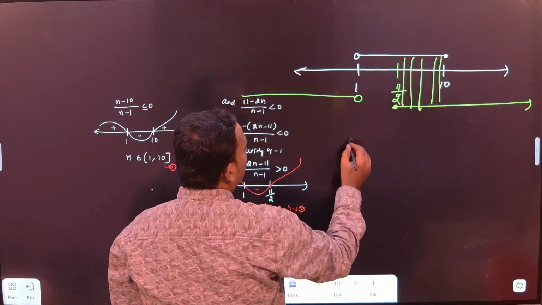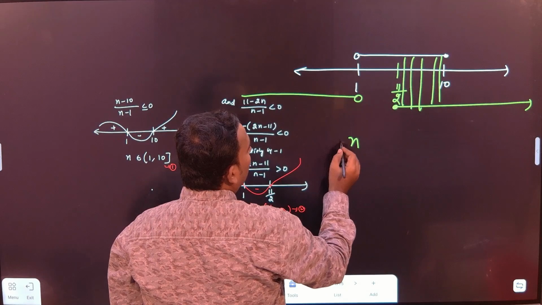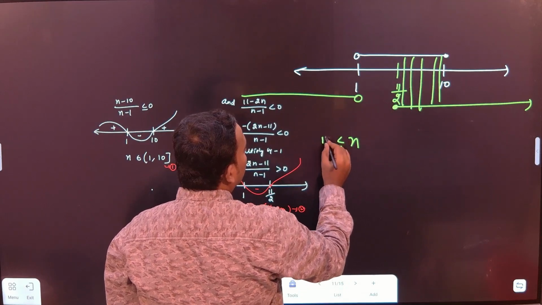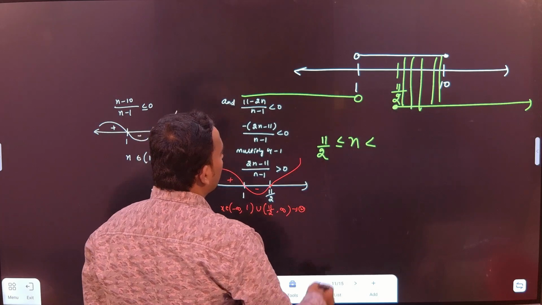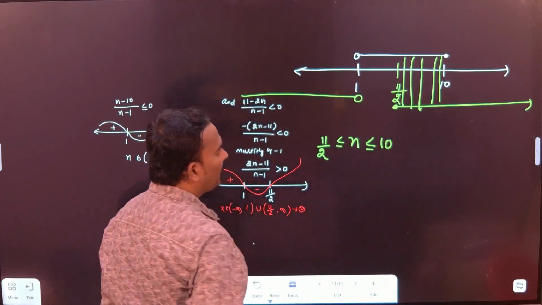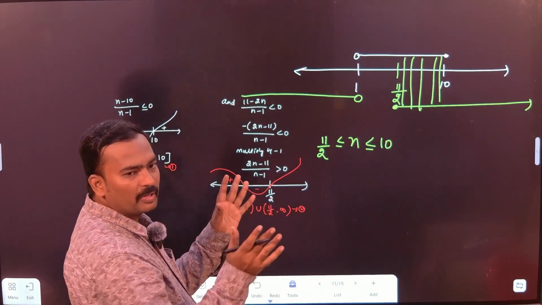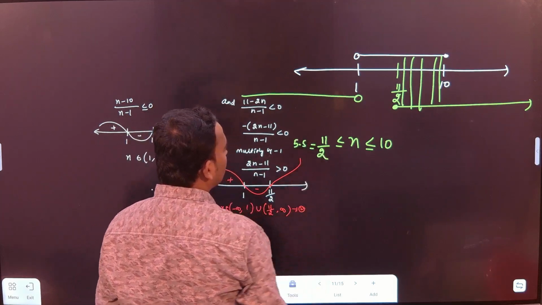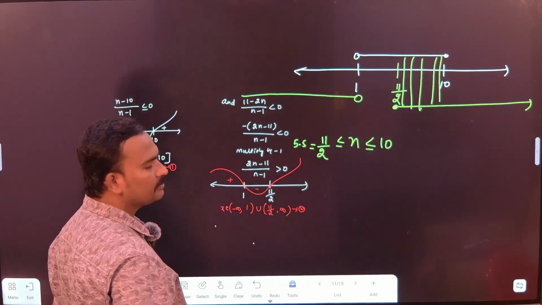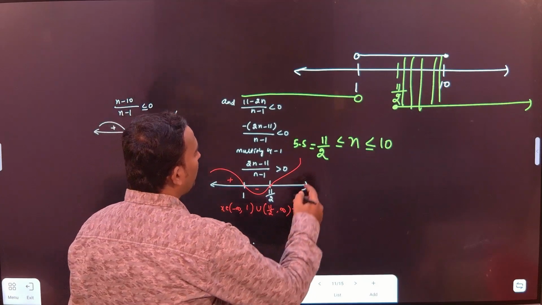So therefore, n is 11 by 2 is included, right? 11 by 2 to 10, is 10 included or not? 10 is included. Okay, this is your common region. So 11 by 2 is what? 5.5, right? So yes, 5.5 to 10.